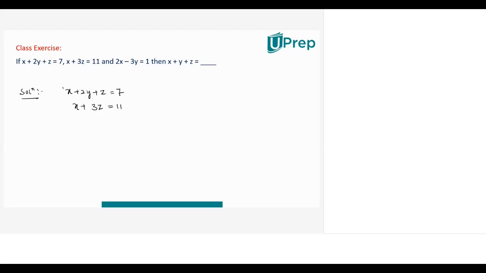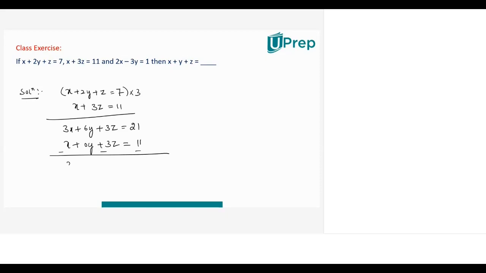So let's solve this. How to eliminate z? In the first equation, you have 1z. In the second equation, you have 3z. So we'll multiply the first equation by 3. So what do you have? You have 3x plus 3 twos are 6y plus 3z, 3 sevens are 21. Now you have x, you don't have y. Let's take 0y. You have 3z is equal to 11. Now let's subtract. Minus, minus, minus.